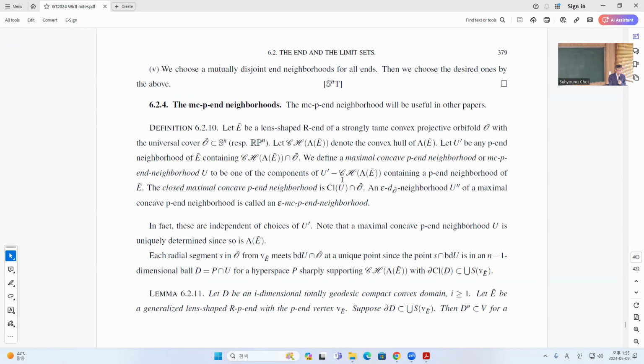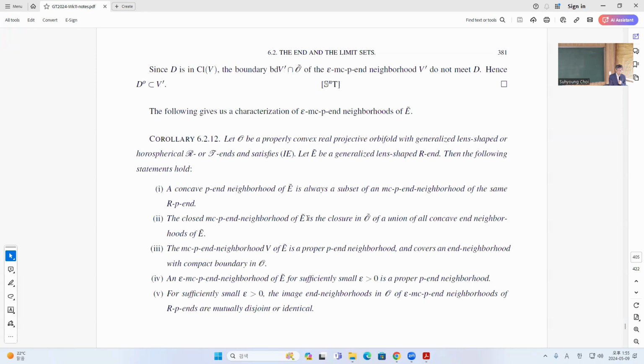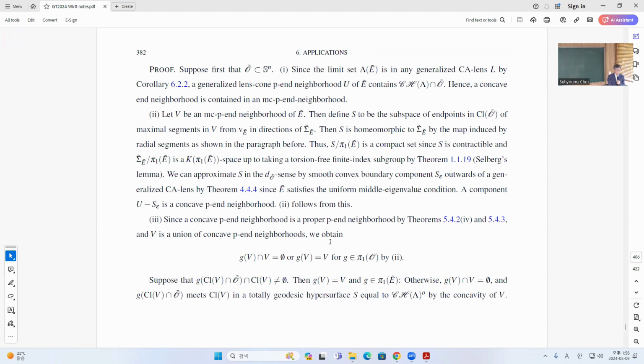And then I want to talk about the maximal concave end neighborhood. So this is the concave neighborhood that is the biggest possible, and this is just from the concave, I mean lens cone, neighborhood, you remove the convex hull of the limit set, and then you take one of the components. Okay, so let's see, the component containing the end side and so on. Okay. So in this query, I just showed that this PN neighborhood will cover an end neighborhood with compact boundary and so on. Okay. And this epsilon MC neighborhood is a proper PN neighborhood. That's because this concave end neighborhood will embed and it has a good invariance property. So if you take the maximal one, it still will satisfy these kinds of properties. So I prove some invariance property here.